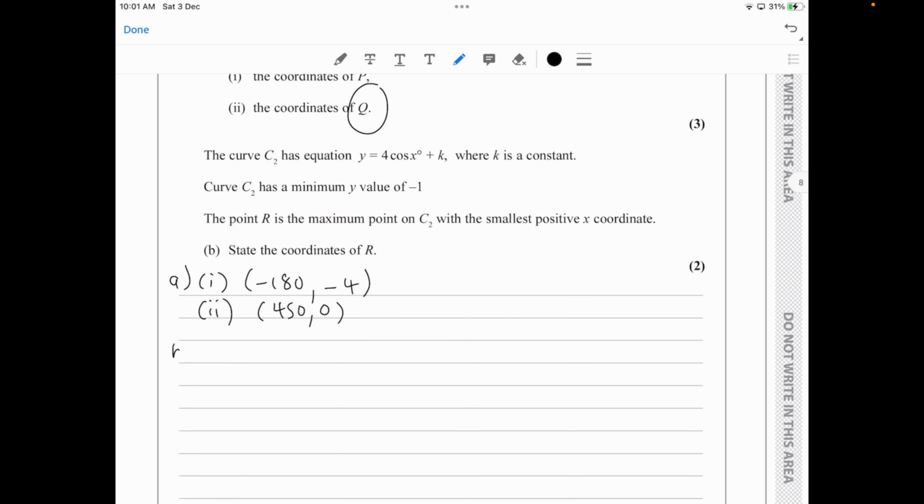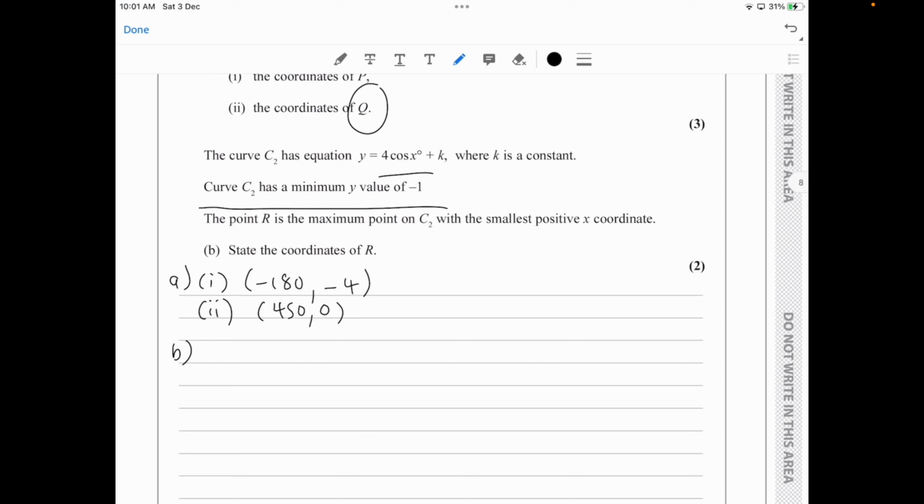Now the next question B is that the curve C has equation y equals cos x plus k, where k is a constant. Curve C2 has a minimum y value of -1. The point R is the maximum point on C2 with the smallest positive x coordinate. State the coordinates of R. So we're given information that curve C2 has a minimum y value of -1.